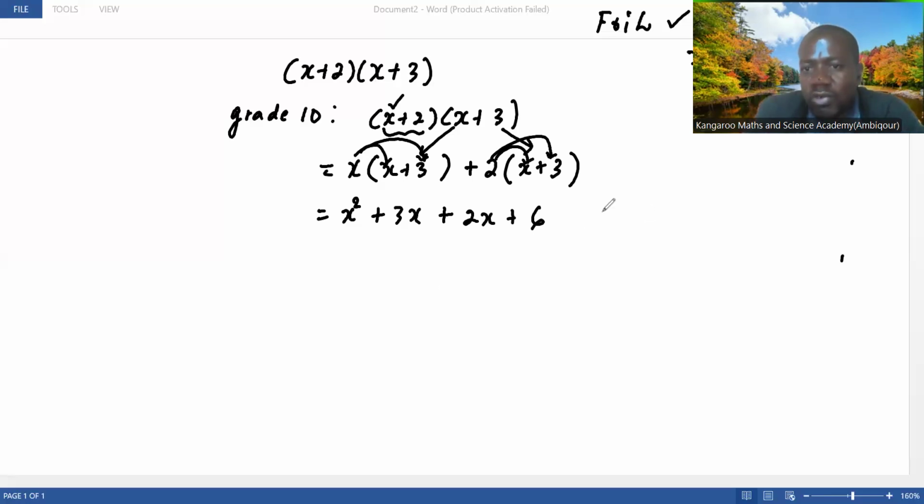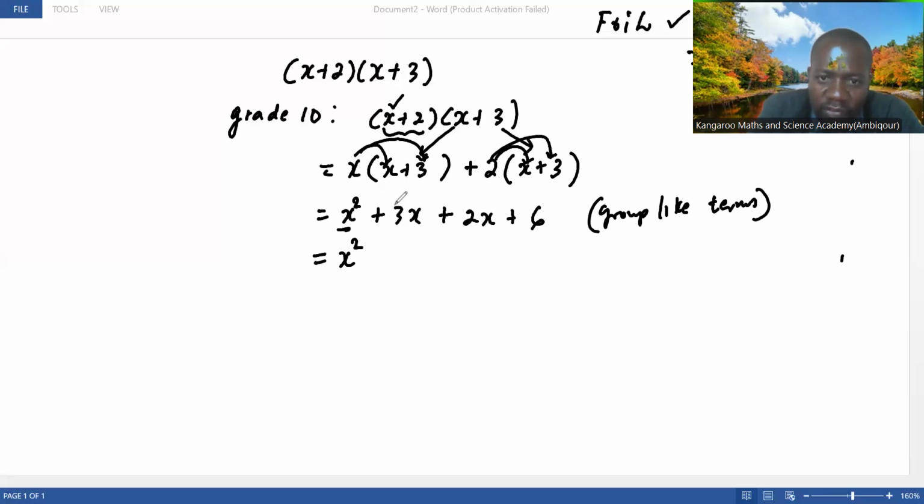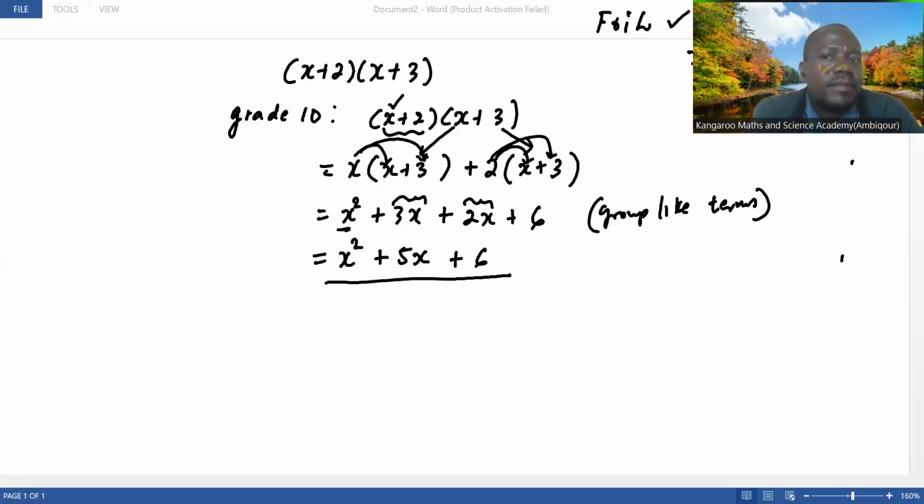Now, that's where we need to group like terms. This x squared is not a like term of any, so it stays x squared. We have 3 apples, we're adding with 2 apples. Obviously, this will be 5 apples, so it will be 5x plus 6. This is the answer. But when you're using FOIL, it's the same as that, it's just that you're not aware.